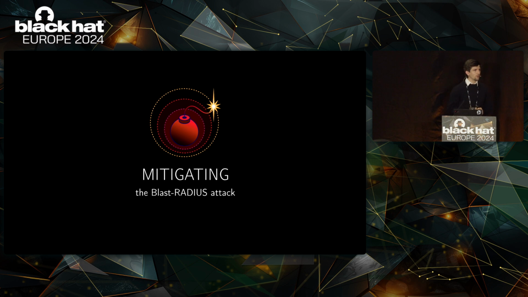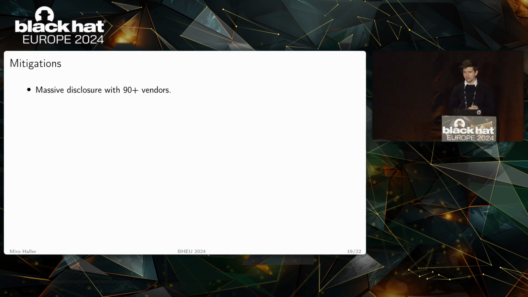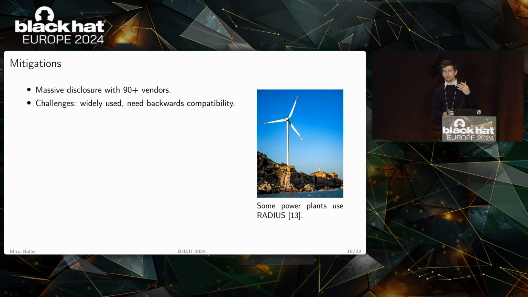But let's move on to mitigation in general. We disclosed this attack to over 90 vendors in a big disclosure that was coordinated by CERT. And the challenging thing about mitigating this attack is that there are many different use cases for Radius. For example, it's even used to authenticate access to windmills in power plants. And the problem with that is that some of these applications are really hard to upgrade. And that makes backwards compatibility a major requirement for mitigations. But in a collaboration with the vendors, we developed the following mitigations.